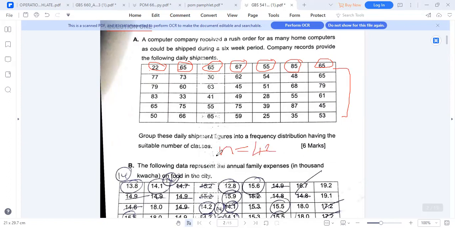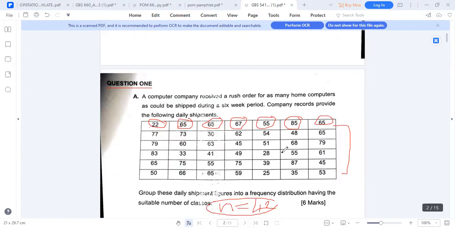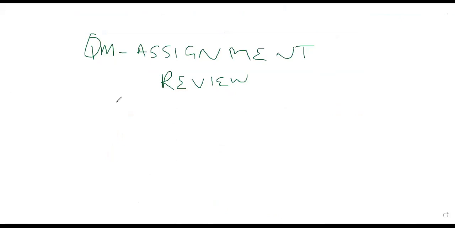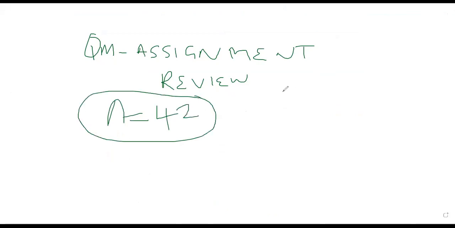Now, when grouping the information, we have to find the formula to use when grouping, because the question says group these daily shipment figures into a frequency distribution having a suitable number of classes. So we know that our n is 42, and we use a formula to group.